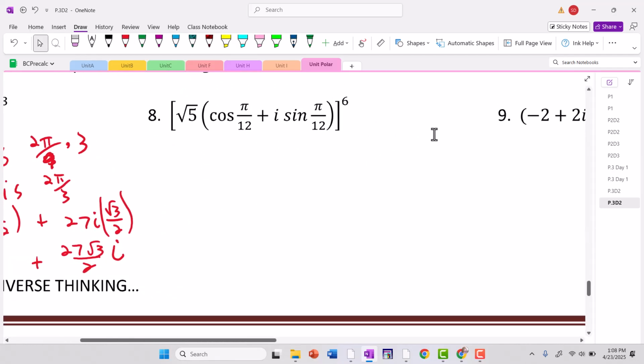By the way, what's root 5 to the 6th power? What's root 5 to the 2nd power? 5. What's 5 to the 3rd? 125, because you'd have root 5 squared 3 times, right? So you'd have 3 fives.